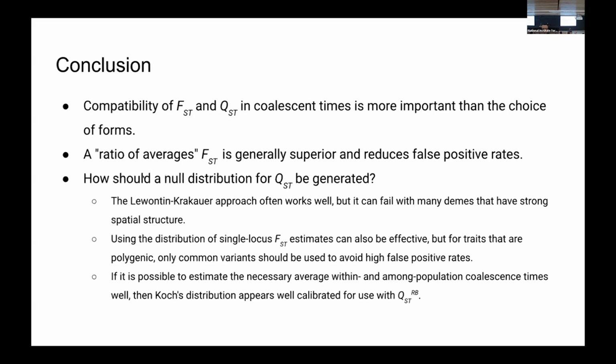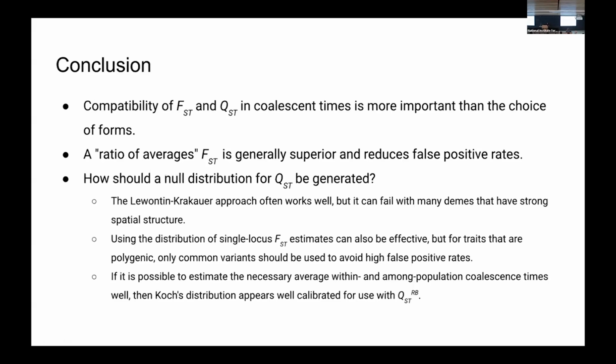And if we are looking at empirical studies, how should we find a good one to follow? We can look at how they choose a null distribution for the QST-FST comparisons in their paper. The first is that if they use the Lewontin-Krakauer approach, it often works well, but it can fail with demes that have strong spatial structure. The second point is that using the distribution of single-locus FST estimates can also be effective, and that is also what we often see in those empirical papers.